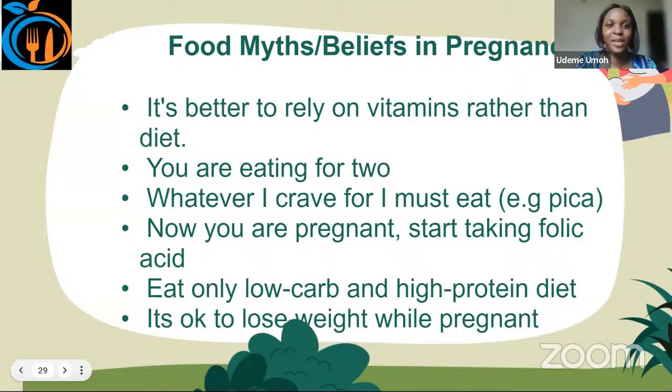Okay, so this particular slide is what I usually don't add to my slides, but I added it this time around because I want to just talk about it. Food myths and beliefs in pregnancy. It's better to rely on vitamins rather than diet.